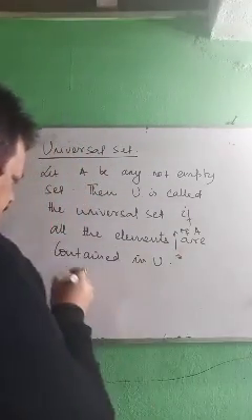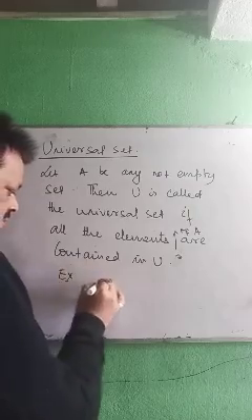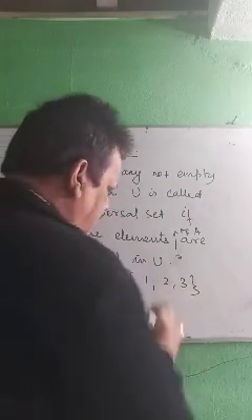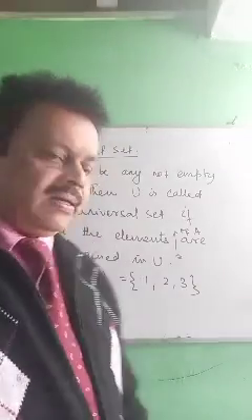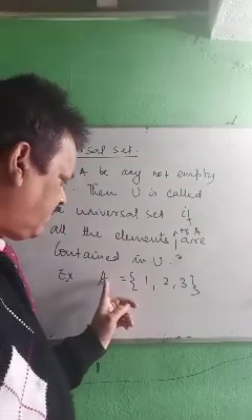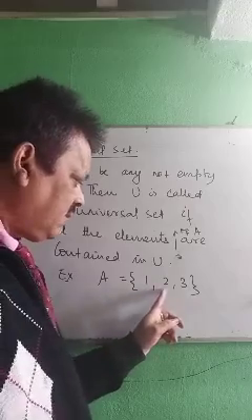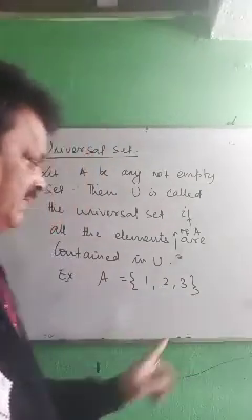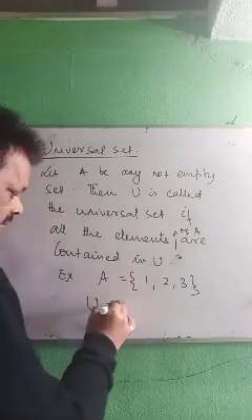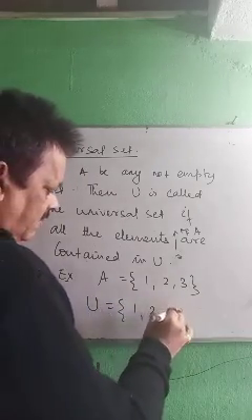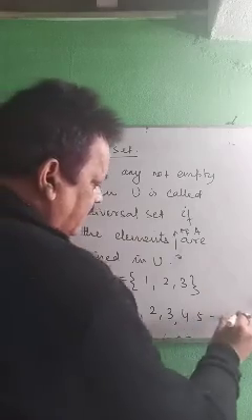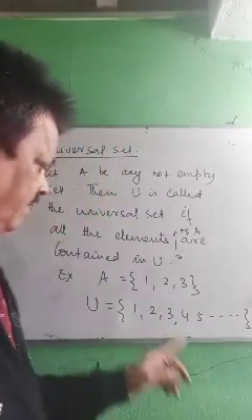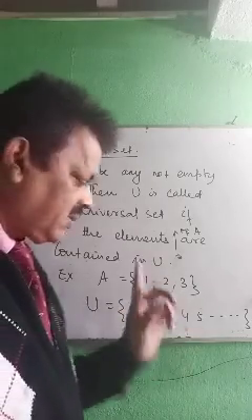Okay, see an example. Suppose A is a set containing the elements 1, 2, 3. Then what will be the universal set for the set A? These numbers are found in the set of natural numbers. So U here will be 1, 2, 3, 4, 5 and so on. So for A, this is the universal set.